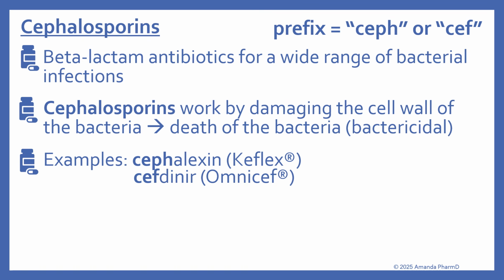Next is the cephalosporins. These are beta-lactam antibiotics for a wide range of bacterial infections. The cephalosporins work by damaging the cell wall of the bacteria, which causes death of the bacteria, and this is known as bactericidal. Some examples of cephalosporins include cephalexin, brand name is Keflex, and cefdinir, brand name is Omnicef. And these have a prefix of CEPH or CEF.